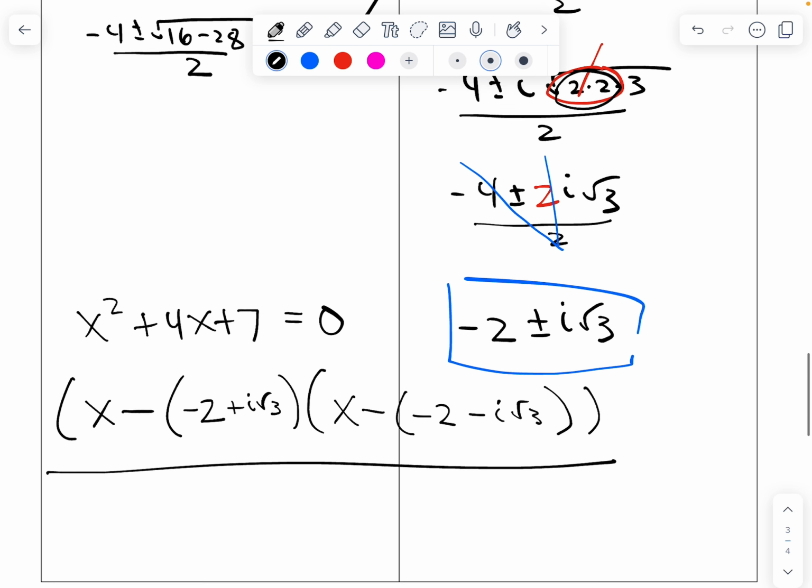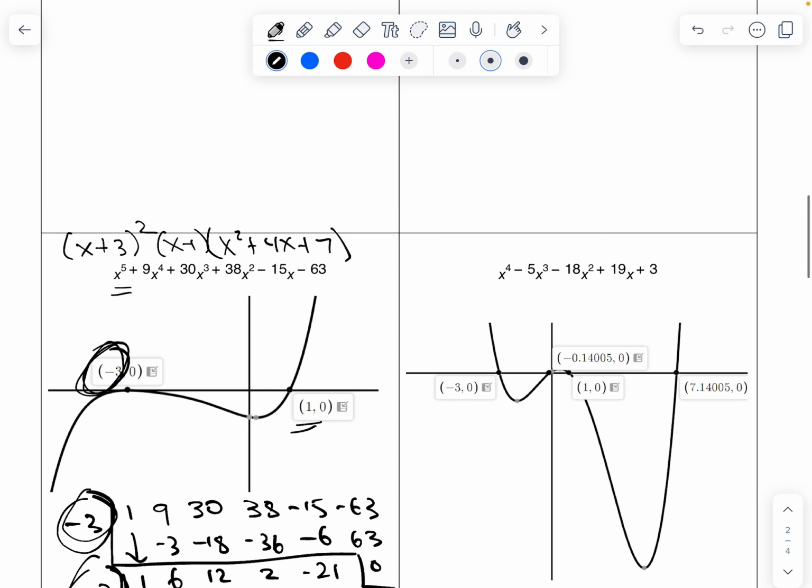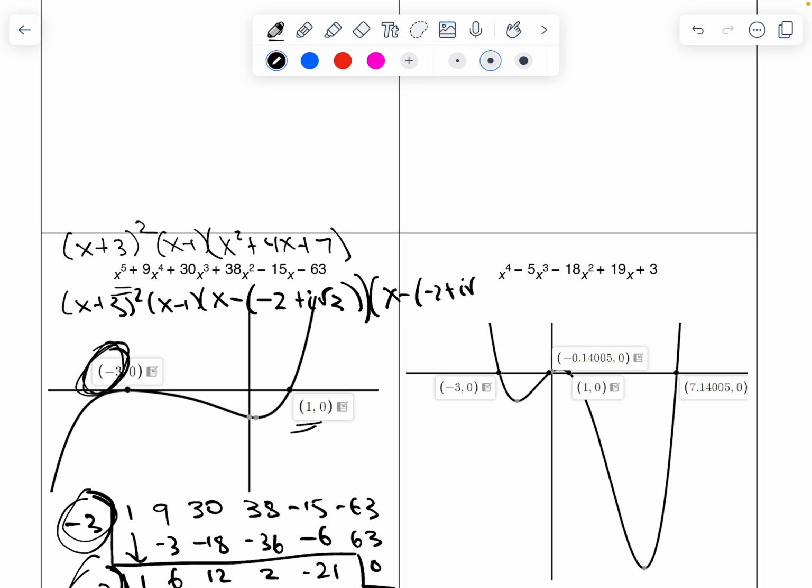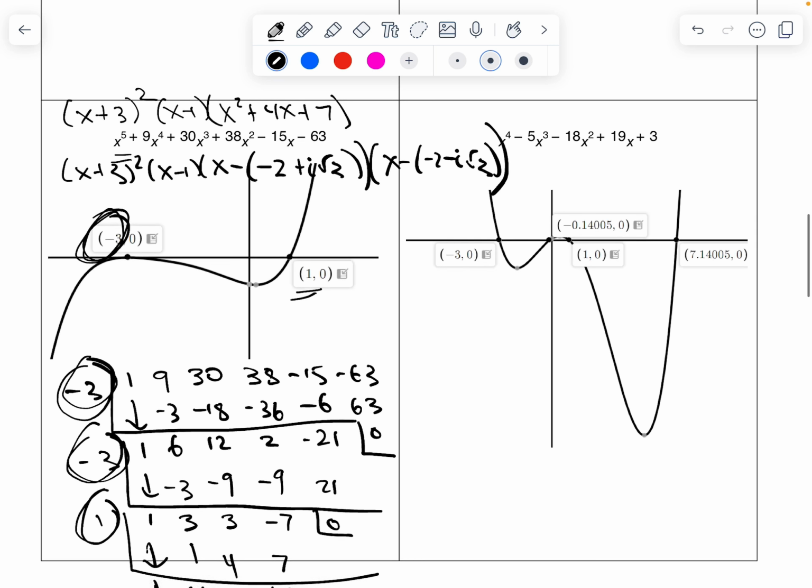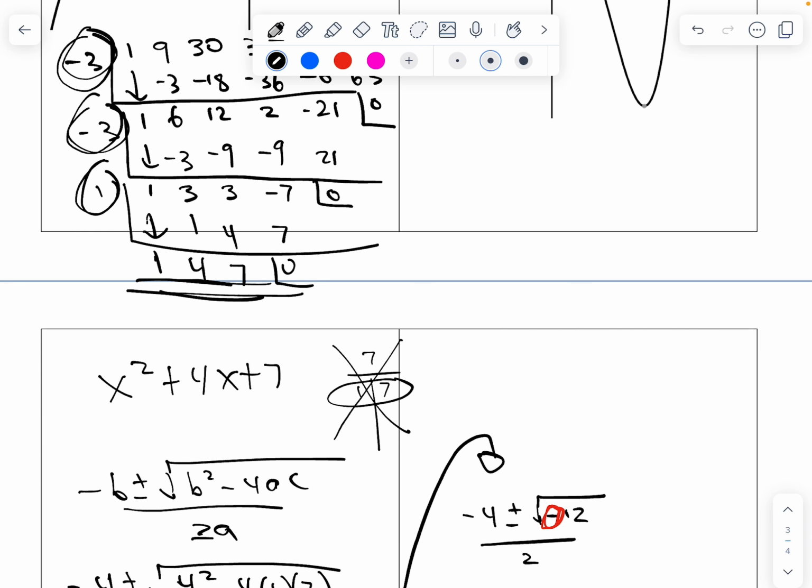Let's go back up to the original question. So underneath, it's x plus 3 squared, x minus 1, x minus -2 plus i square roots of 3, and x minus -2 minus i square roots of 3. So this one is kind of a chunky question. Just remember, you do synthetic division with this guy again, with this guy, and then when you come down to this, it's quadratic formula time.